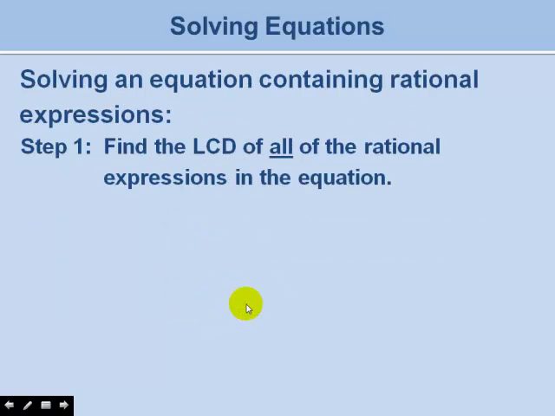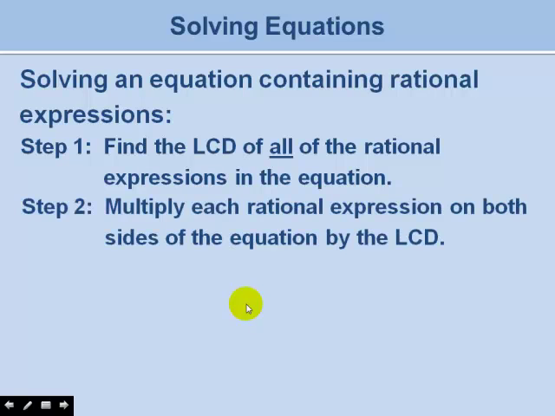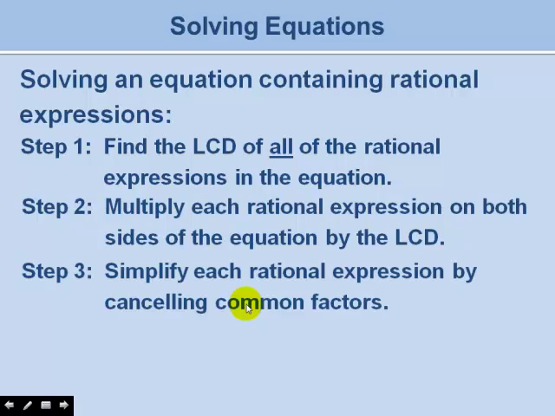So what we're talking about in this section is actually solving equations. If you have an equation that contains rational expressions, then your first step is to find the LCD of all the rational expressions in the equation. The second step is going to be to multiply each rational expression on both sides of your equation by the LCD that you found. And third, go through and simplify each different rational expression by canceling common factors.